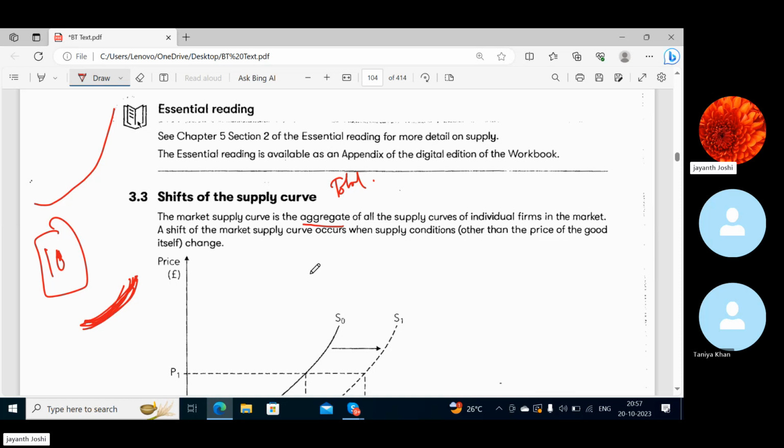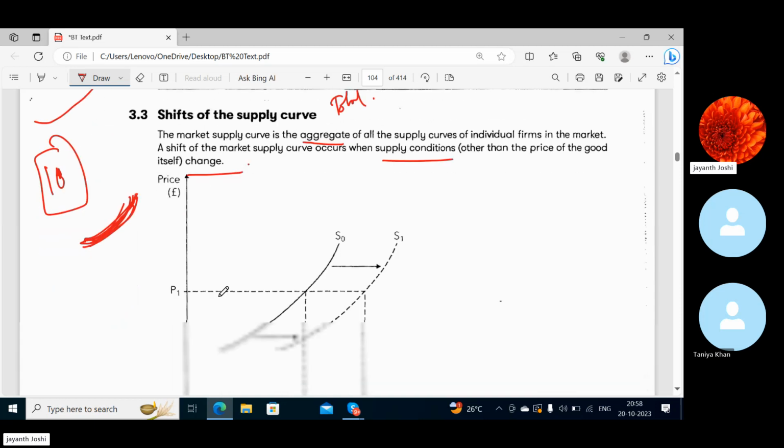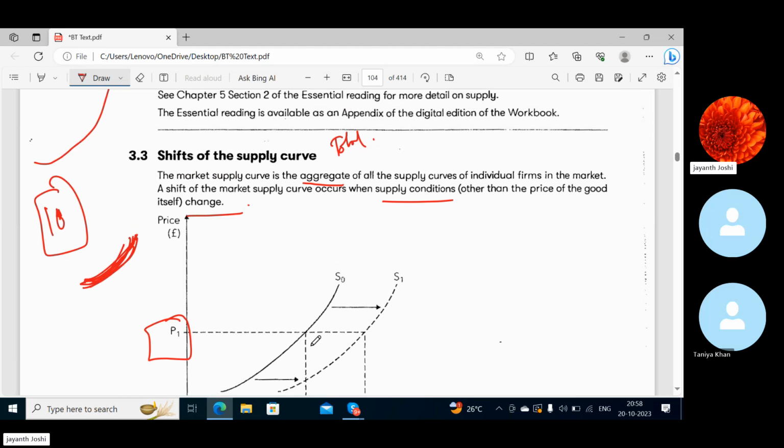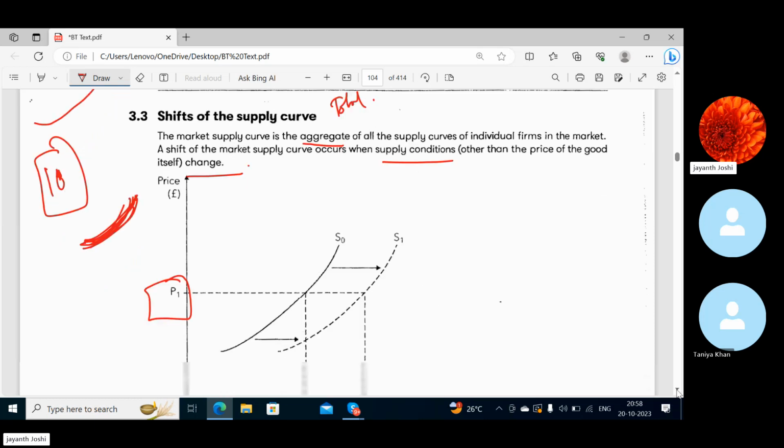And then a shift in the market supply curve occurs when supply conditions change. I have already explained that the price will always be the same, right? In the case of the demand curve also, we have seen the shift in the demand curve. The price was the same, another factor, the income level, increased, and then we saw the shift in the demand curve. In the same way, at one constant price, due to changes in some other factor, the supply curve can also shift, right? The quantity supplied can change, correct?